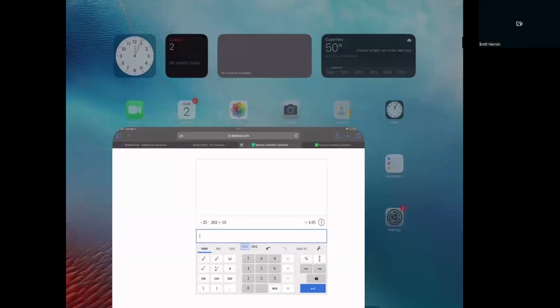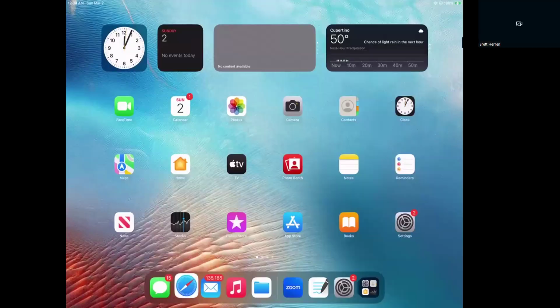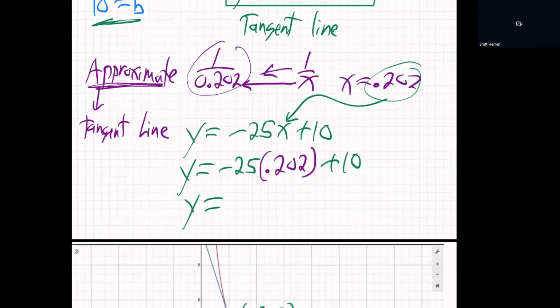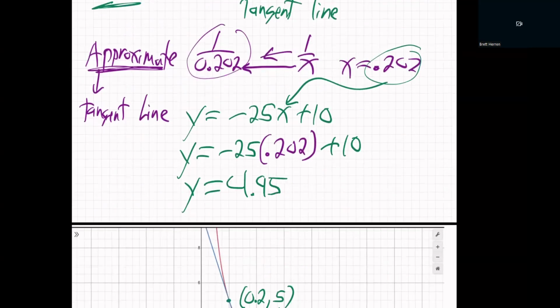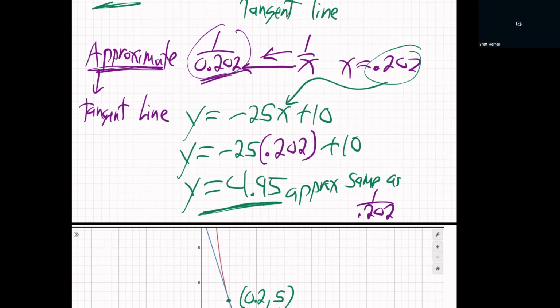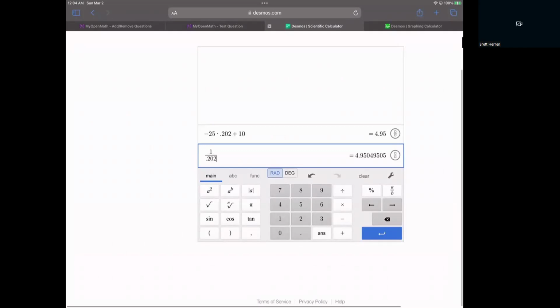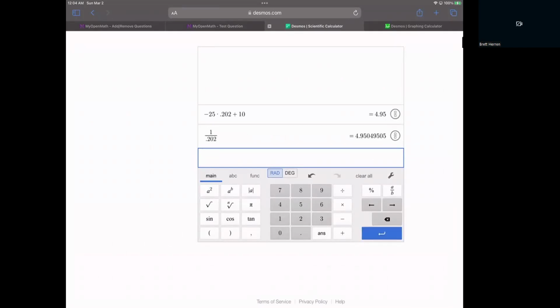4.95, which hopefully is what they got. Yeah, 4.95. By the way, remember, that's approximate, right? That's approximately the same as what? What was the original? Let's just do this for fun. What is 1 over 0.202? Let's have Desmos do it. 1 over 0.202. See how close they are? 4.95 and then 0.49. So they're close.